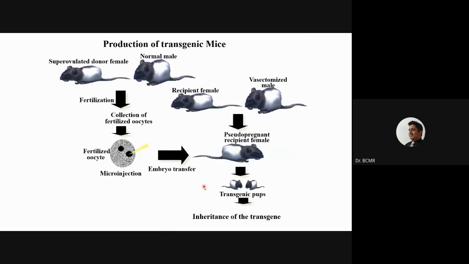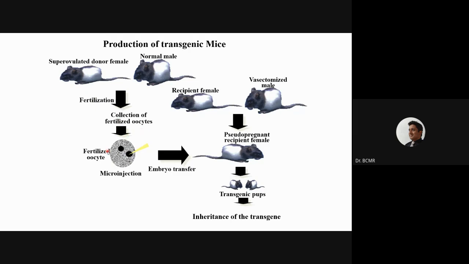Okay. So the procedure of manipulating the embryos and getting a live organism is not as simple as what we said. So we will just go through the production of transgenic mice and see the steps involved. They superovulate a donor female, take a normal male, and allow copulation to happen. Then they collect the fertilized oocytes. Or actually, they will take the eggs from the female, and from the male you can take the sperm and do in vitro fertilization, and then collect the fertilized oocytes. That is the more often done method here.